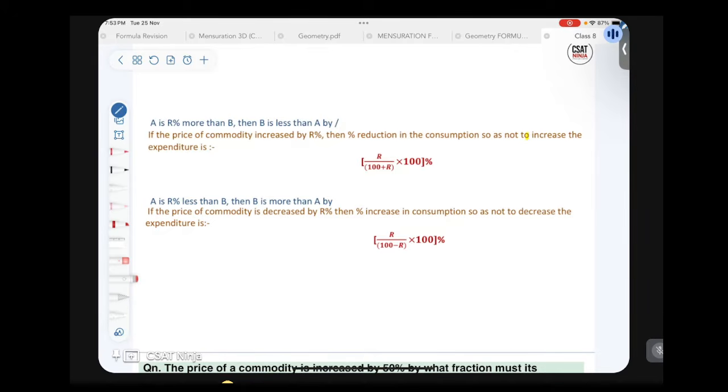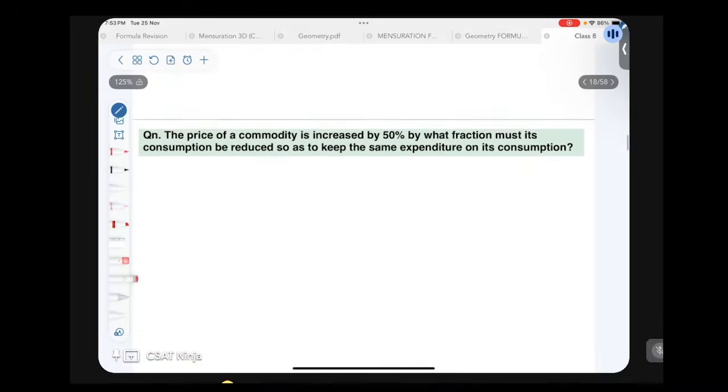If you want to get your answer in terms of a fraction, then you just remove this one. Don't multiply by 100. That's the only thing, okay? So now let's give it a try.